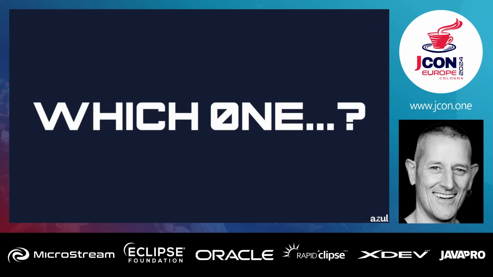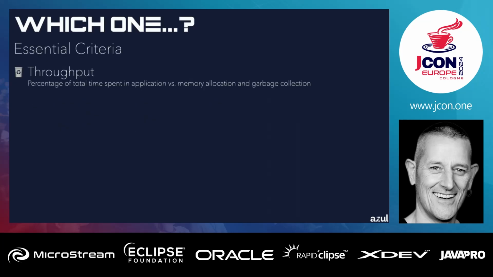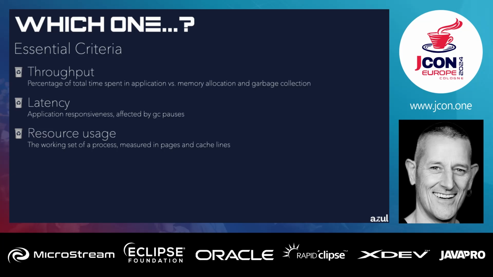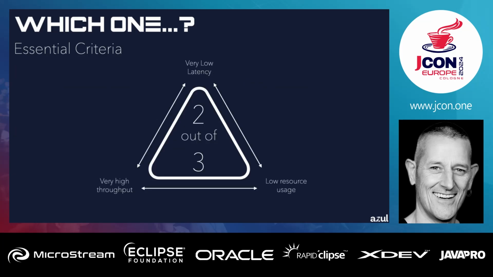So the question is which one to choose. We have all these different options. In principle, you have 3 criteria, which are throughput, latency, and resource usage. Well, the bad part is you only get 2 out of 3. So you can't get all 3 of them. So it's your choice. Either you get very high throughput and low resource usage, but then we have a higher latency. Or you say, I would like to have very low latency, very high throughput, then you have more resource usage. So this is how it works, right?